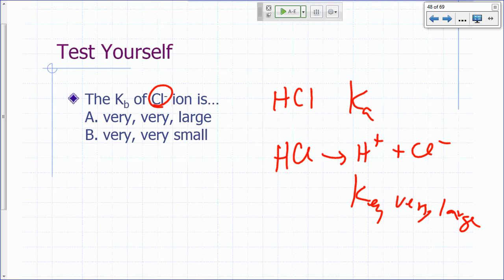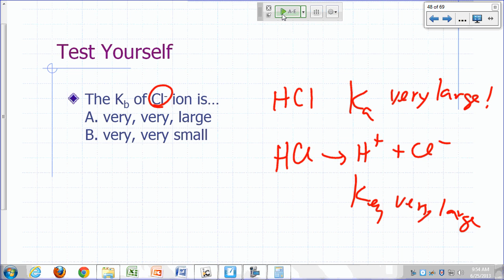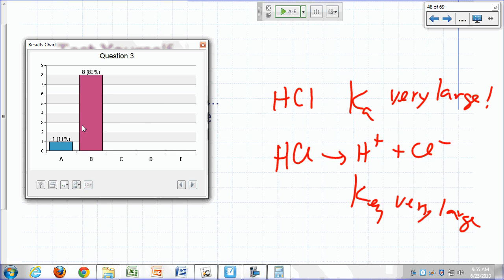In fact, it is so large that we generally just ignore it. We just say, oh, anytime you have HCl in water, we're just going to dissociate it completely. So this Ka is very, very large. So given that the Ka of HCl is very large, what do you expect the Kb of chloride ion to be? Okay, it's got to be very, very small.